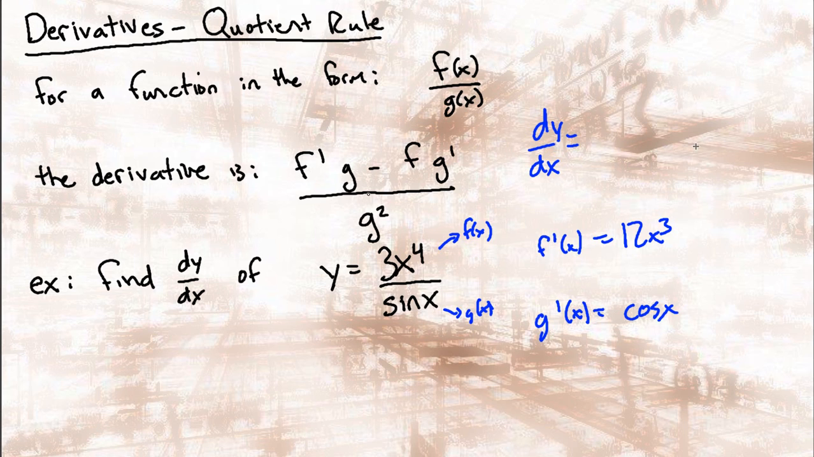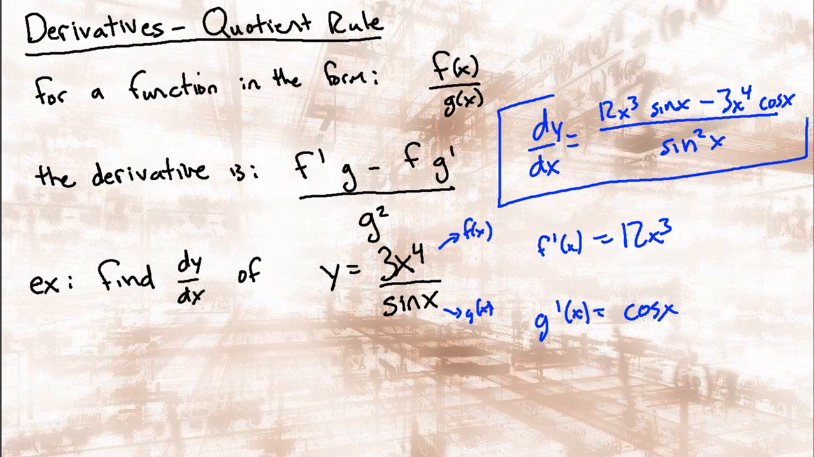So now I'm going to apply the quotient rule, which says the derivative of the numerator, already found that, times the denominator, minus the numerator, so the numerator would be 3x to the fourth, times the derivative of the denominator, all over the denominator squared. And there we go. All done.